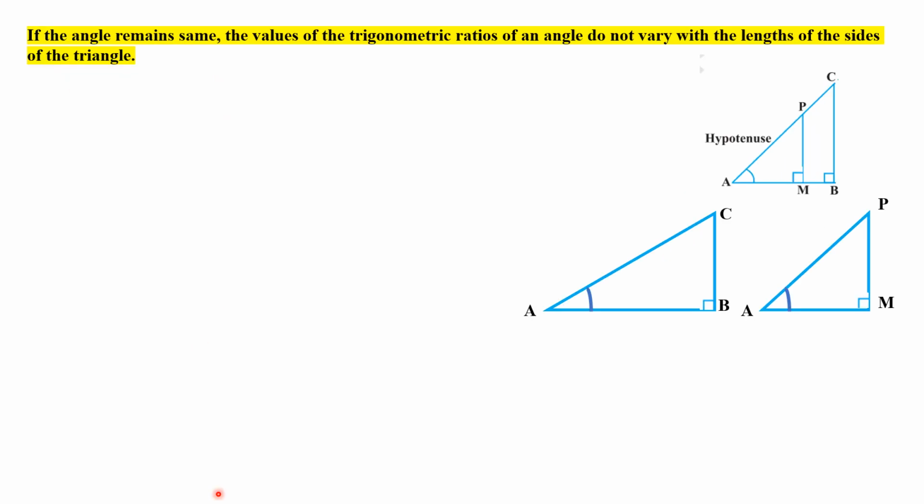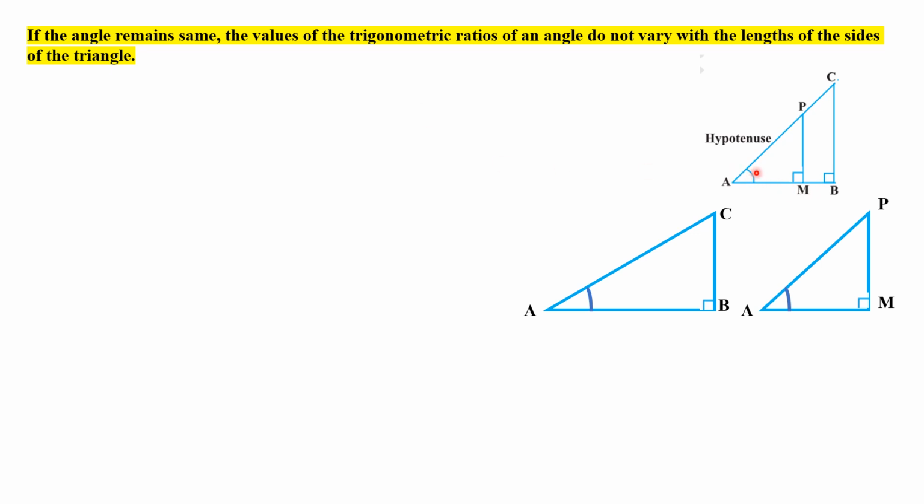Now this is a very important theorem. If the angle remains same, the values of the trigonometric ratios of an angle do not vary with the length of the sides of the triangle. Okay. So it says that if the angle remains same, here you can see there are two triangles APM and ACB. There are two right angle triangles, and you can see the angle A is common in both the triangles. So in such a case, the values of trigonometric ratios of an angle do not vary with the length of the sides of the triangle.